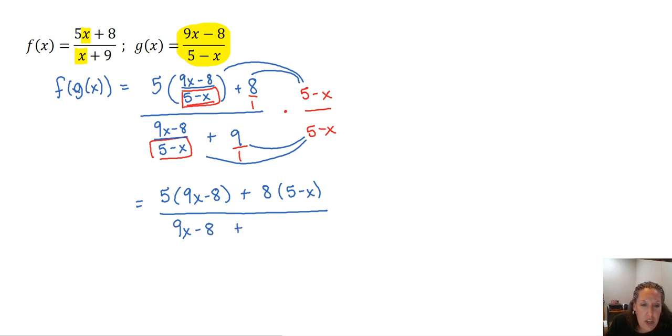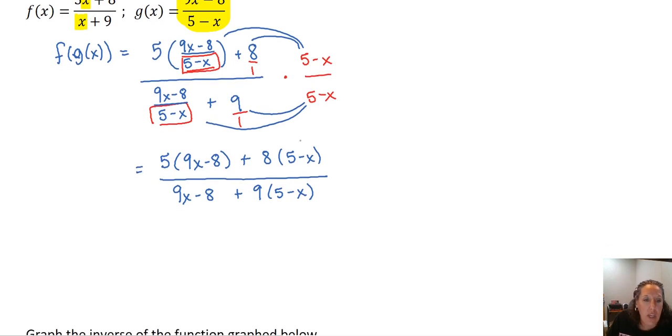And then our second term, nothing's going to cancel out, and so we'll just get 9 times 5 minus x. We can distribute and combine like terms. And so 5 times 9x is 45x. 5 times negative 8 is negative 40. 8 times 5 is positive 40. And 8 times negative x is minus 8x.